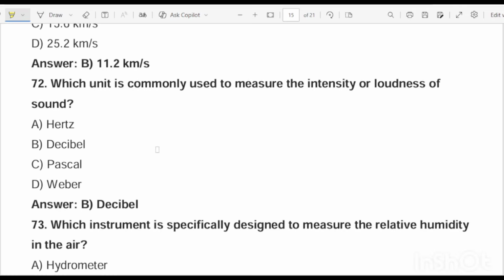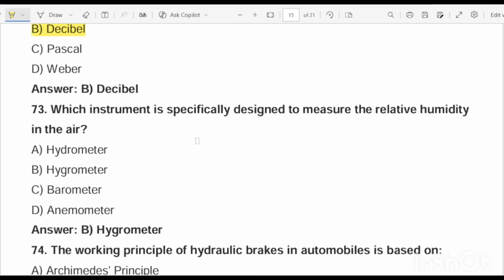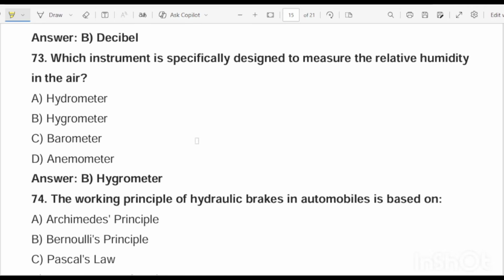Next question. Which unit is commonly used to measure the intensity or loudness of sound? Correct option. Option B, decibel. Decibel is used to measure the intensity or loudness of sound. Next question. Which instrument is specially designed to measure the relative humidity in the air? Correct option. Hygrometer. Hygrometer is designed to measure the relative humidity in the air.